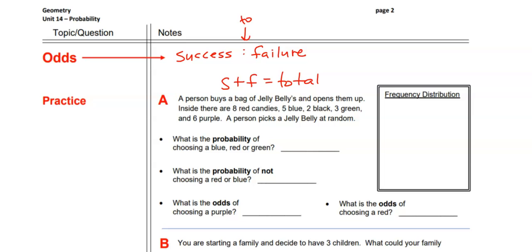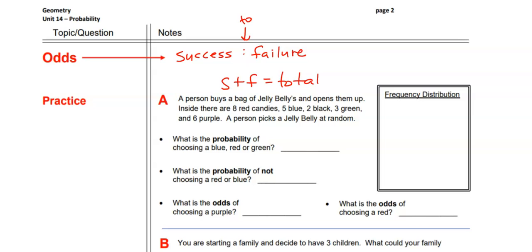We can do that when we do the examples here. So if we look at a practice problem, it says a person buys a bag of Jelly Bellies and opens them up. Inside there are 8 candies, 5 of which are blue, 2 that are black, 3 that are green, and 6 that are purple. A person picks a jelly bean at random. Oh, 8 red candies. Sorry, I read that wrong. Okay, so the probability of choosing a blue, red, or green.